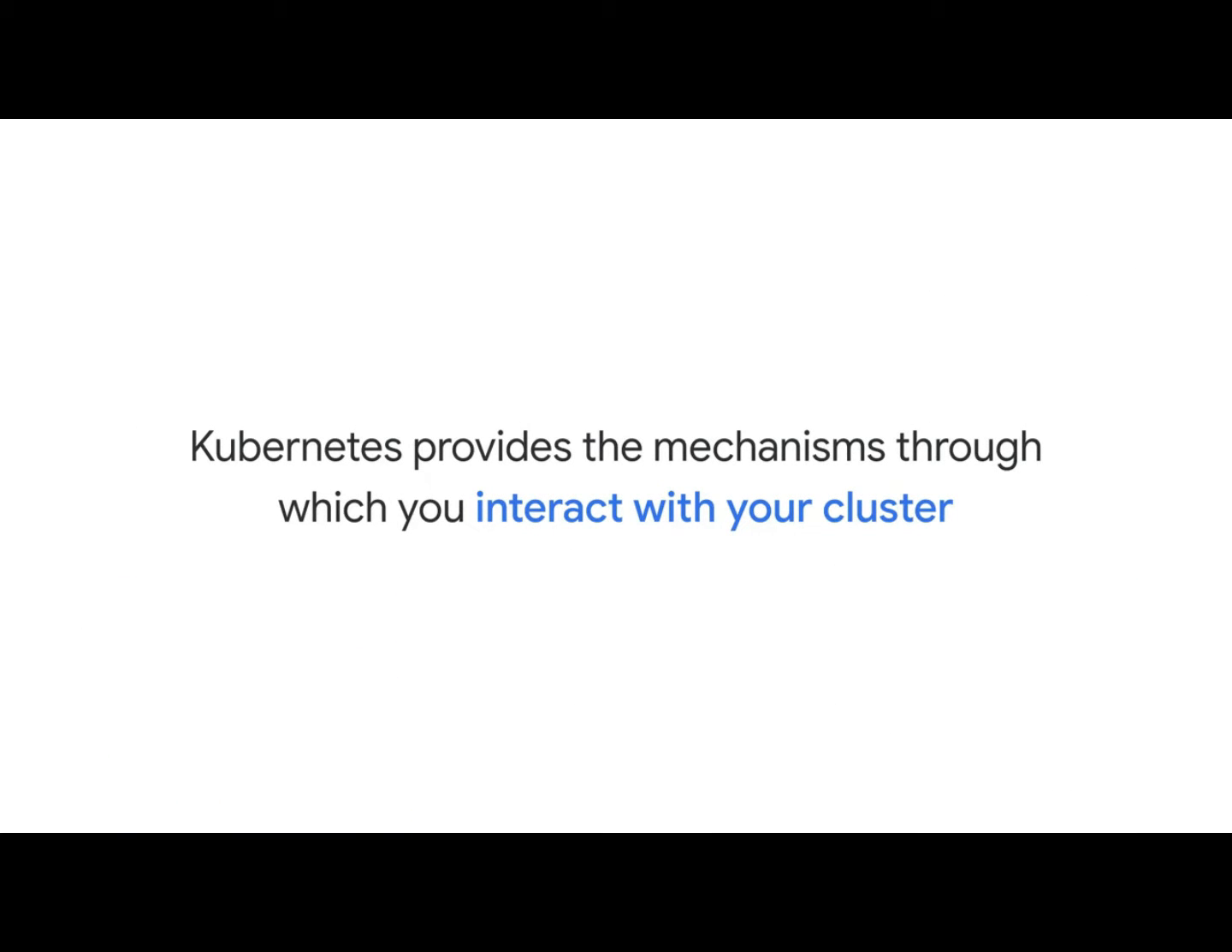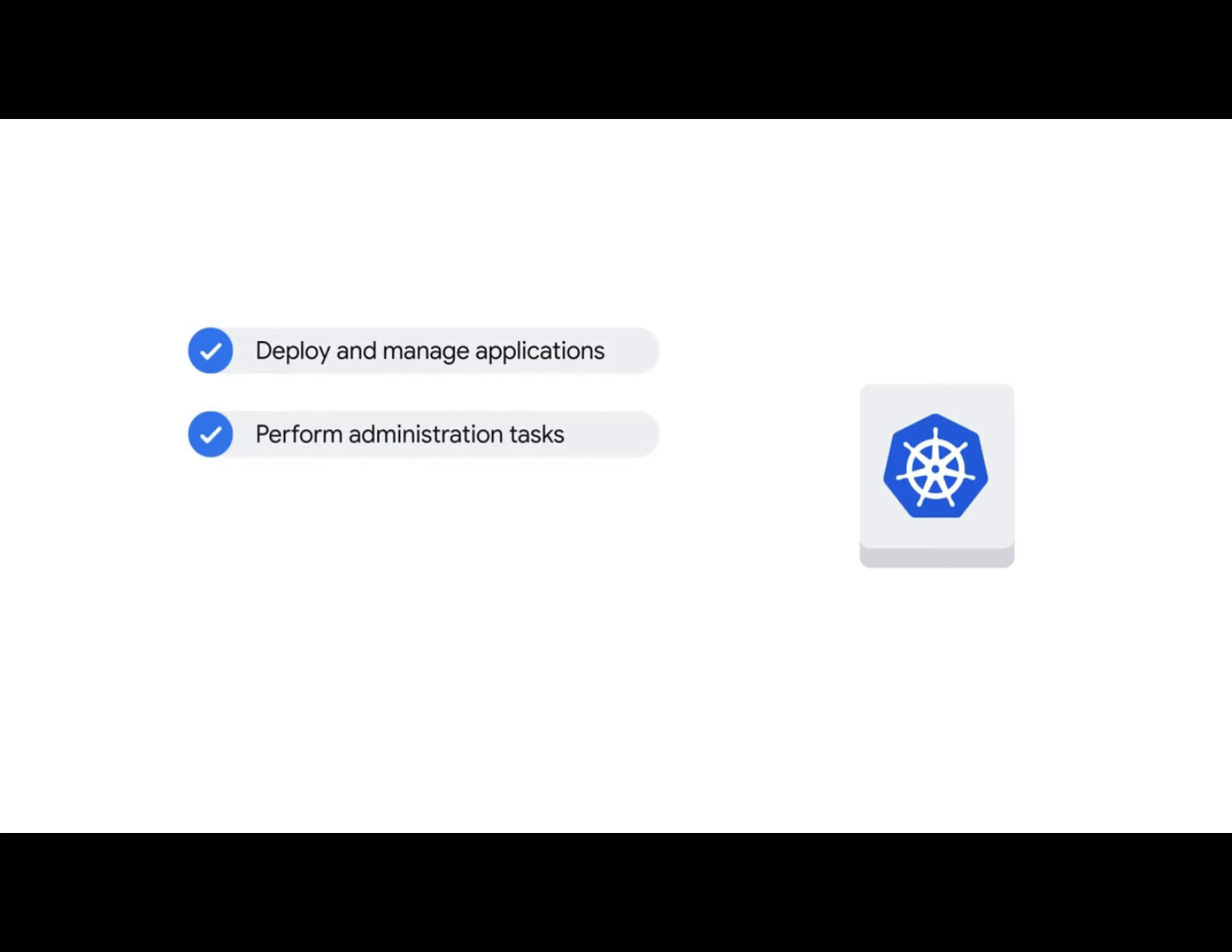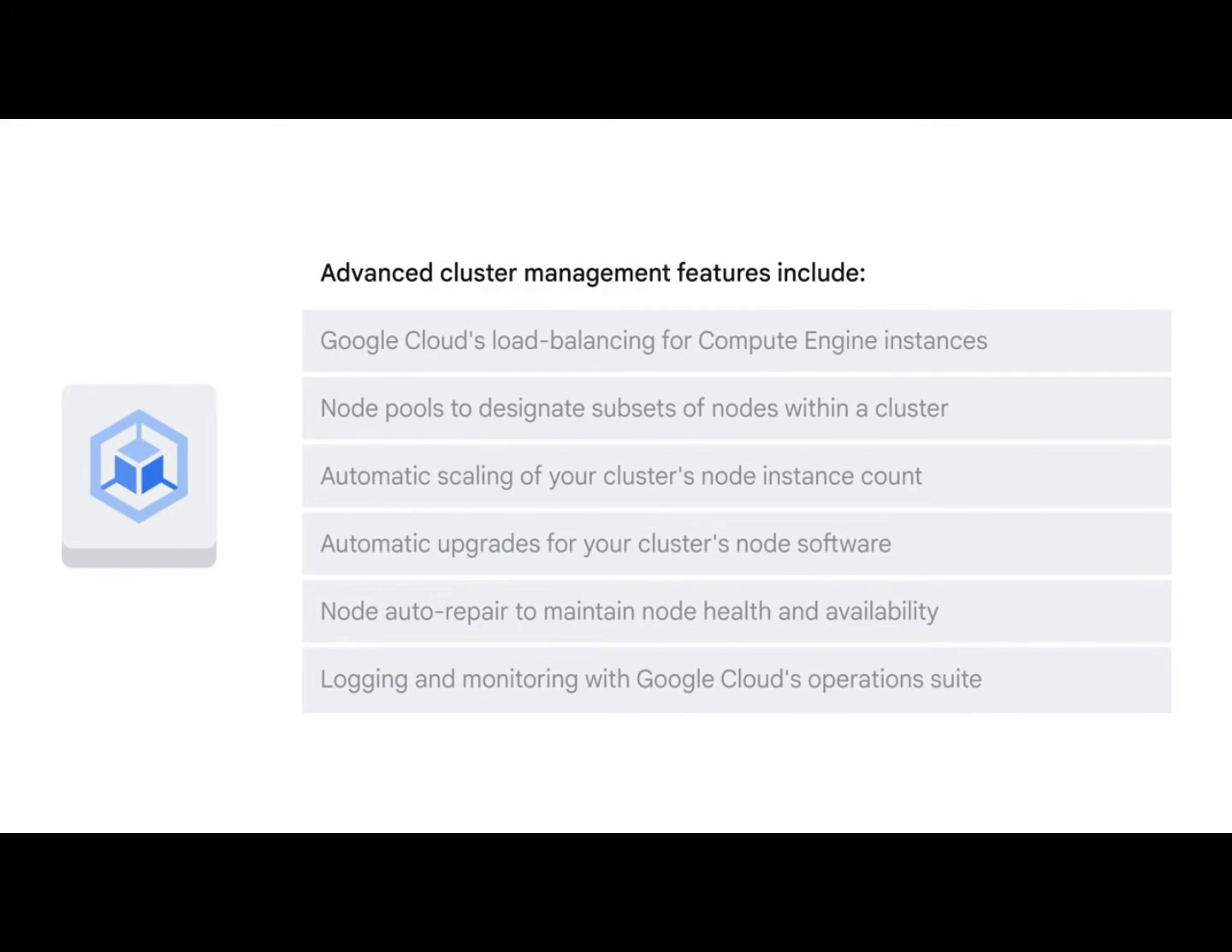Kubernetes provides the mechanisms through which you interact with your cluster. Kubernetes commands and resources are used to deploy and manage applications, perform administration tasks, set policies, and monitor the health of deployed workloads. Running a GKE cluster comes with the benefit of advanced cluster management features that Google Cloud provides.